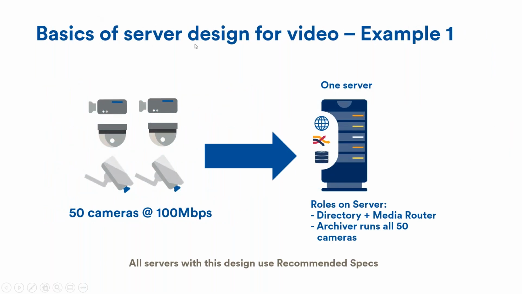So here's an example where we have 50 cameras streaming at 2 megabits per second for a total of 100 megabits per second. And in this particular case, we're below the 100 camera or 200 megabit per second limit for having the directory and archiver on a single server. So it's a single server environment. Directory, media router, and archiver manage all 50 cameras. Okay. And this is using the recommended specifications from the system requirements doc.